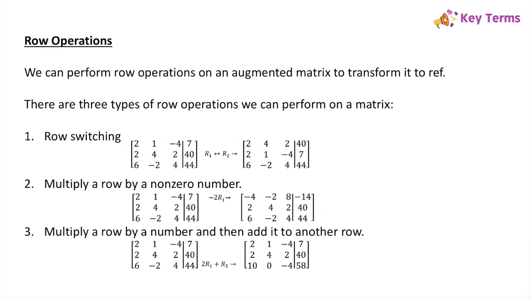The first is row switching. We can also multiply a row by a non-zero number. And finally, we can also multiply a row by a number and then add it to another row. So we're going to use some combination of these three operations to transform our augmented matrix into row echelon form.